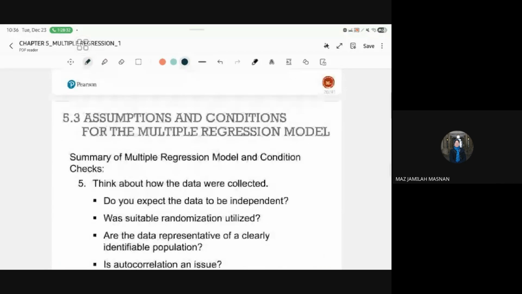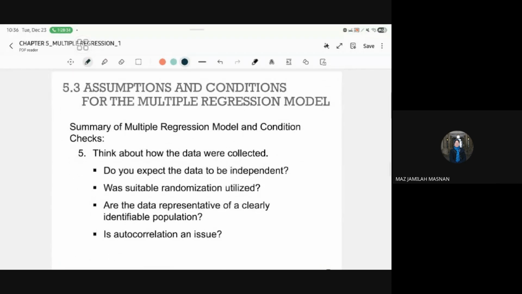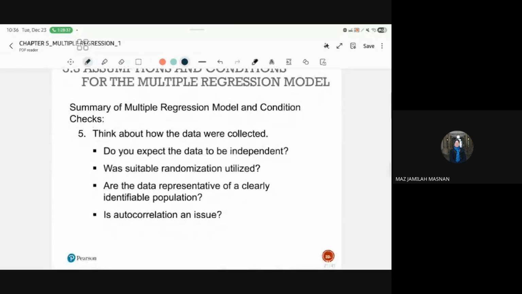And then number 5, think of how the data were collected. Do you expect the data to be independent? Was suitable randomization utilized? Are the data representative of a clearly identifiable population? Is autocorrelation an issue? This one is not really part of the discussion, but as for now I'll just leave it as it is.